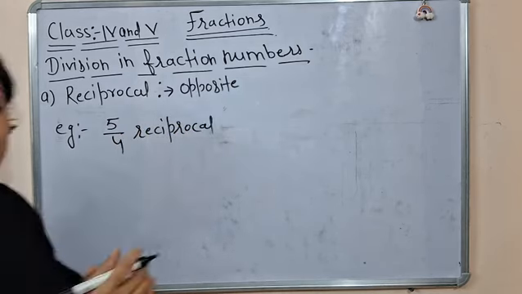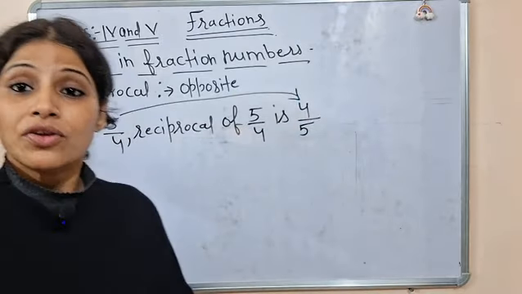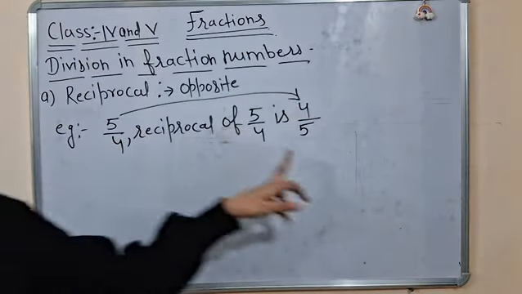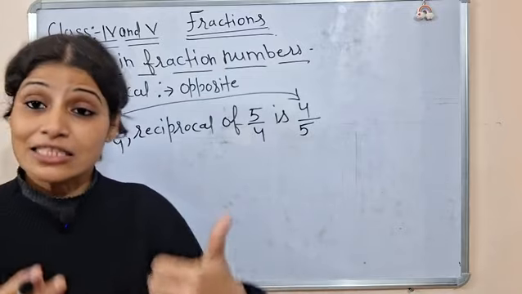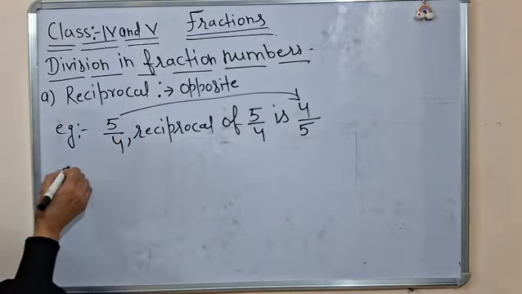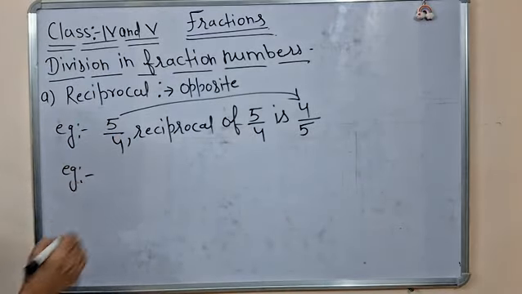So, the reciprocal of 5 upon 4 is ulta, meaning put the top at the bottom and the bottom at the top. Now 4 will go up in the numerator, 5 will come down in the denominator. So in division, when you solve, you have to write the opposite of 5 upon 4, which is the reciprocal. Then only you can solve division.